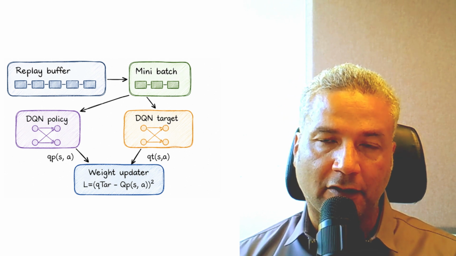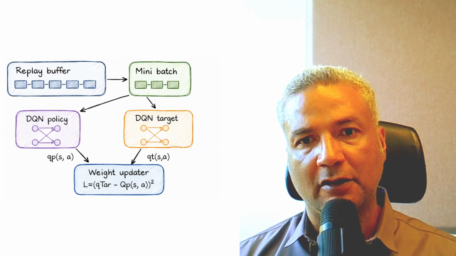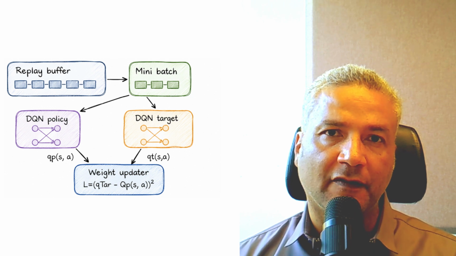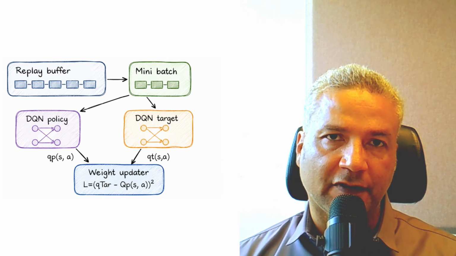So the key feature of DQN, what makes it special, is that the agent learns not just from the latest step, but from a lot of previous situations. And this makes it more sample efficient.